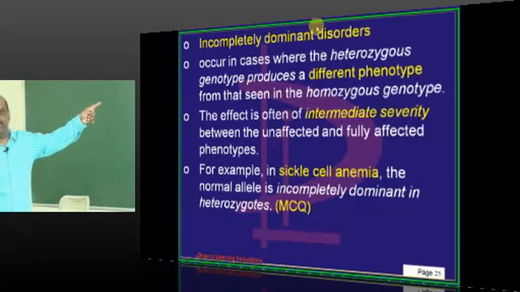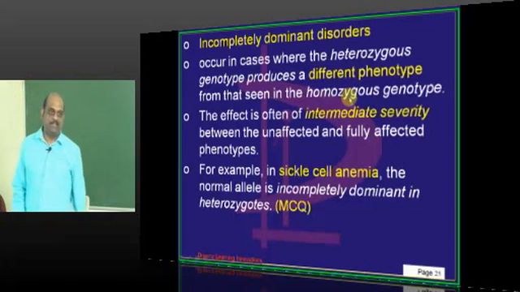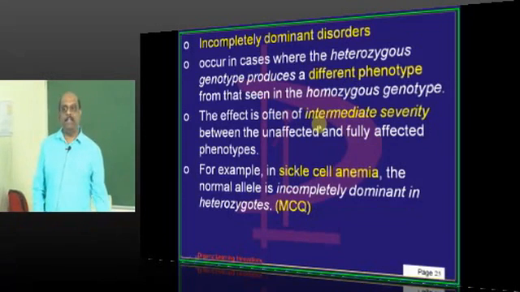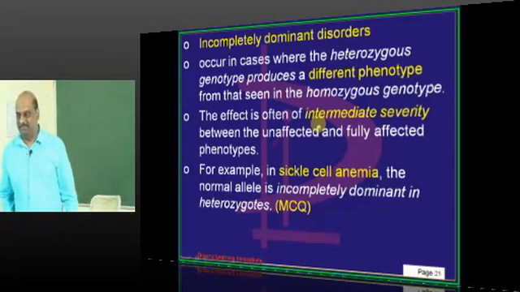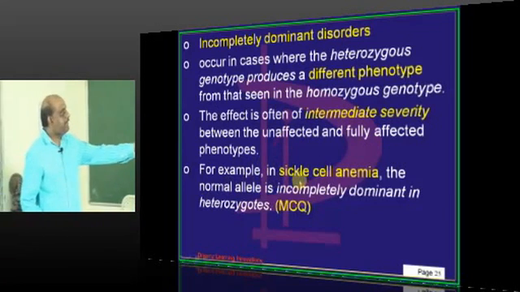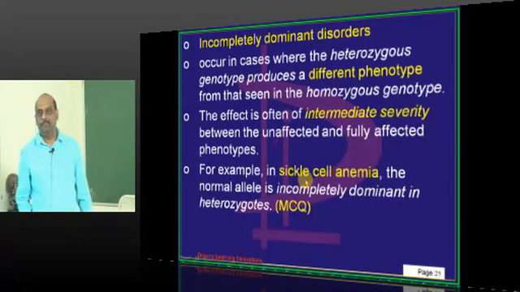But incomplete dominance means if at all he has got a heterozygous state of this, he will get 50 marks. Not completely good like 100% autosomal recessive heterozygote, nor 0% bad like autosomal dominant, but in the middle of the two. Then you call it incompletely dominant with an intermediate severity. One such example is sickle cell anemia, where the normal allele is incompletely dominant in the heterozygotes.